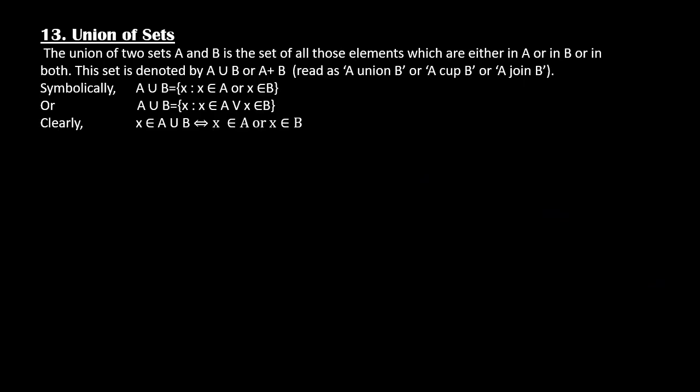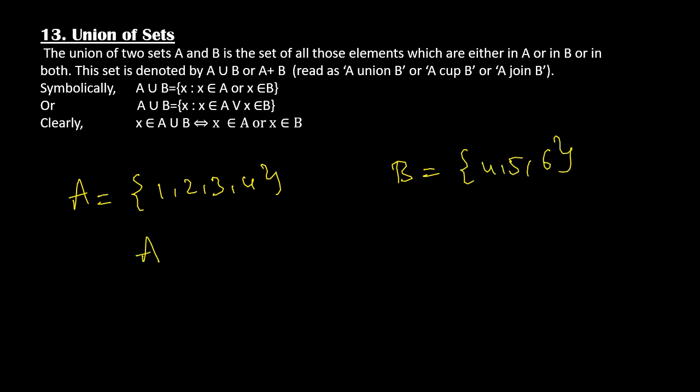Let us continue with the union of sets. What is meant by union of a set? Let us take a set A with elements 1, 2, 3, 4, and a set B which is nothing but 4, 5, 6. What is meant by union? The union symbol is ∪. It starts with U, so take U. This is a simple notation.